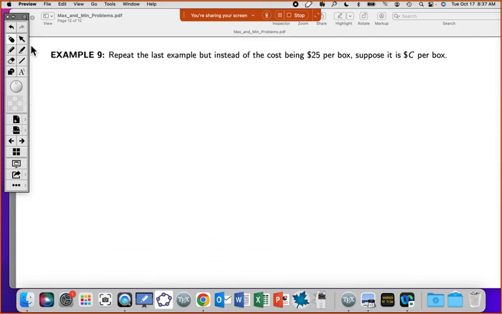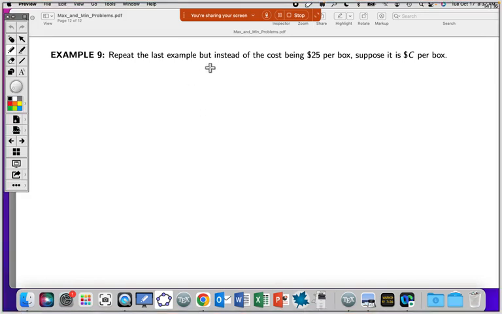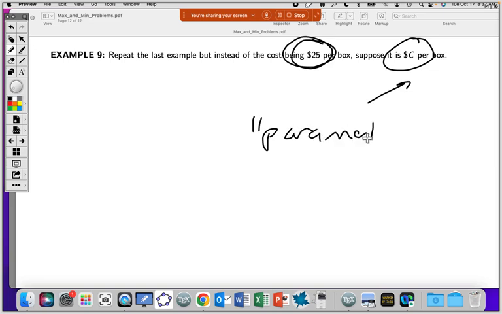Now, sometimes what happens in these application problems is instead of actually giving you a fixed number, like they say, okay, the cost is $25 per box, what if it's now C dollars per box? In other words, this is a fixed constant. Sometimes this is called a parameter of the system. So it's a constant that you can change.